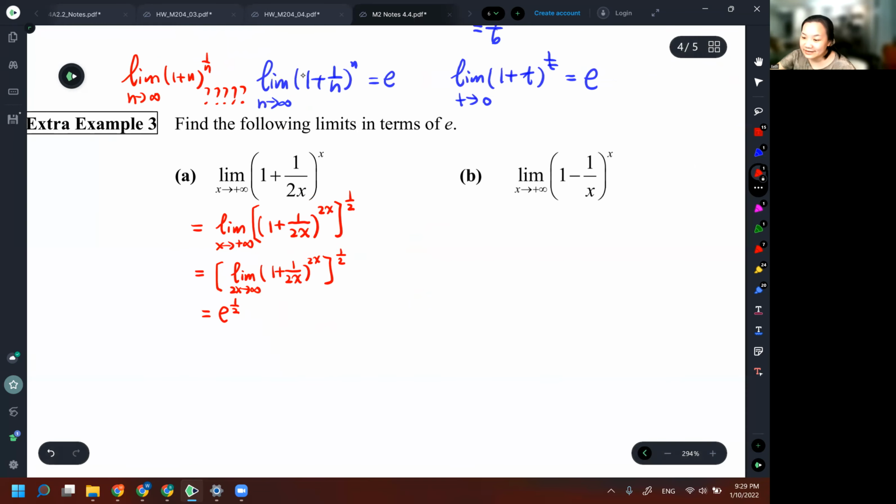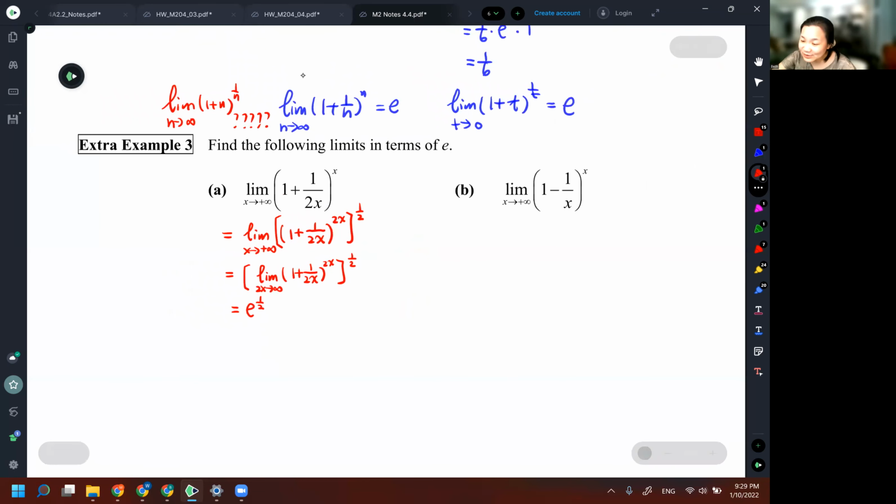Okay. This one, you see, I changed the sign a little bit. Is it still equal to e? We don't know. You shouldn't answer too fast. Maybe it's not e. We figure out. So this is equal to positive. Okay.